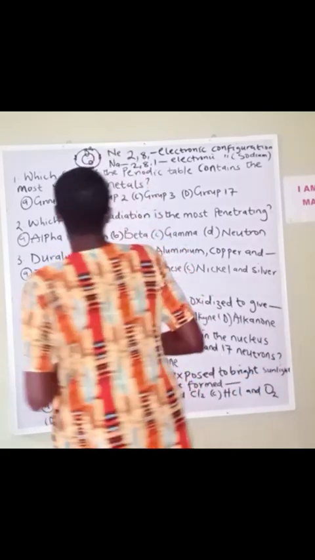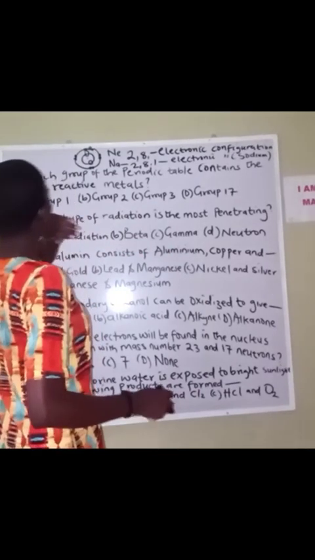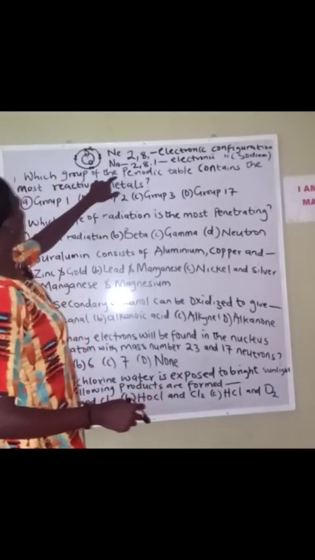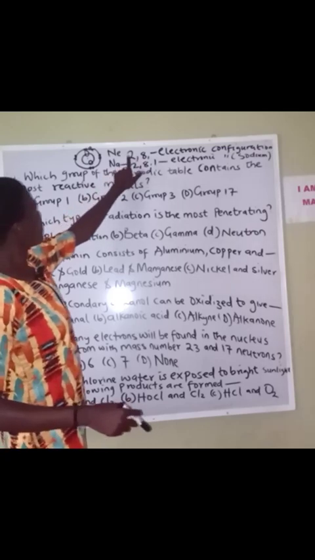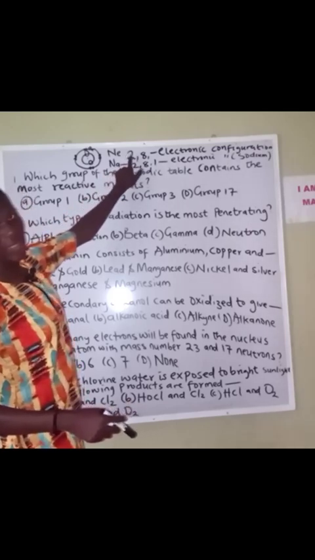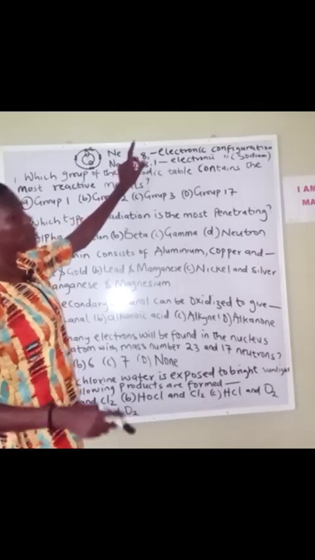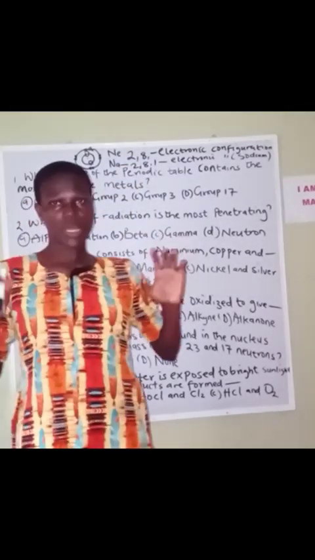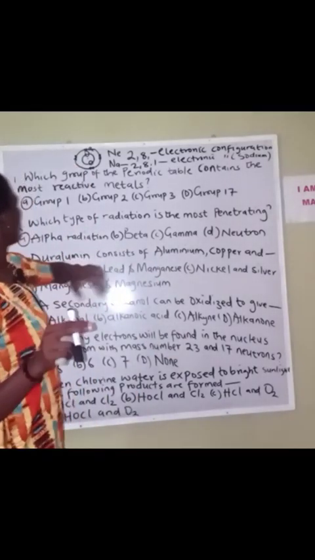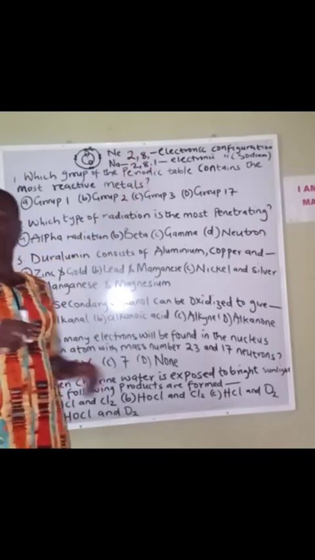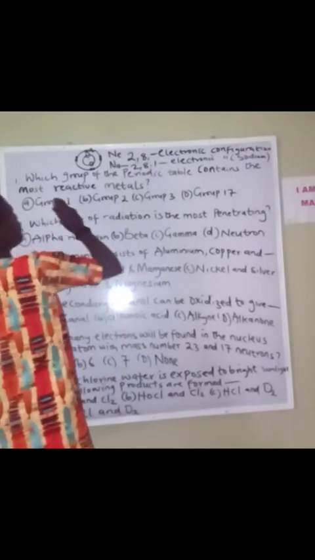For instance, neon is part of the noble gases. They are stable, they don't react. So now we're looking at the ones that are most reactive, the ones that have one electron. Let me look for space. Let me clean up this.